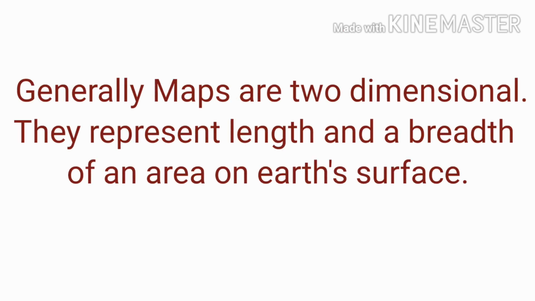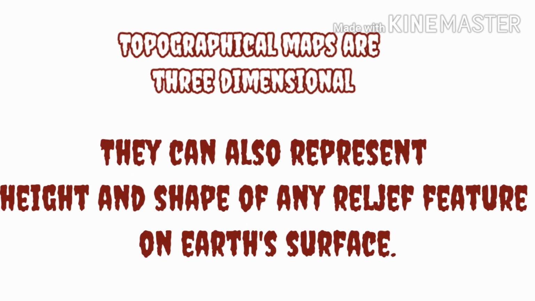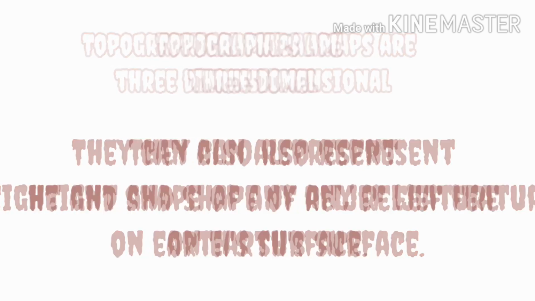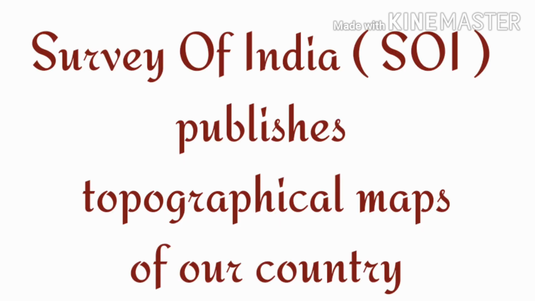Generally, maps represent length and breadth of an area of Earth's surface. Topographical maps can represent height of any feature on Earth's surface. Thus, we can say topographical maps are three-dimensional maps. Topographical maps represent both man-made and natural features of the Earth's surface on a flat paper. Survey of India publishes topographical maps of our country.